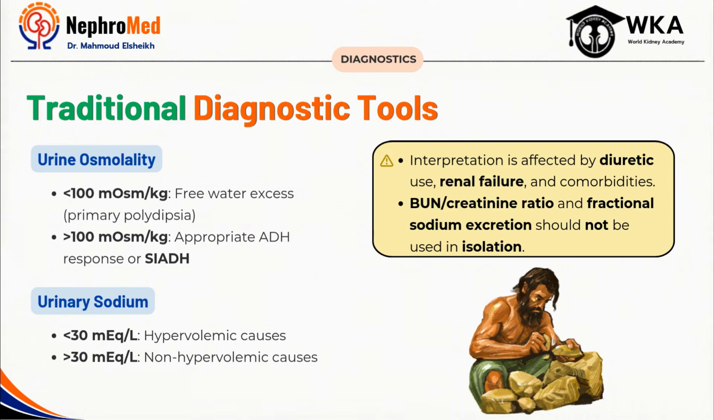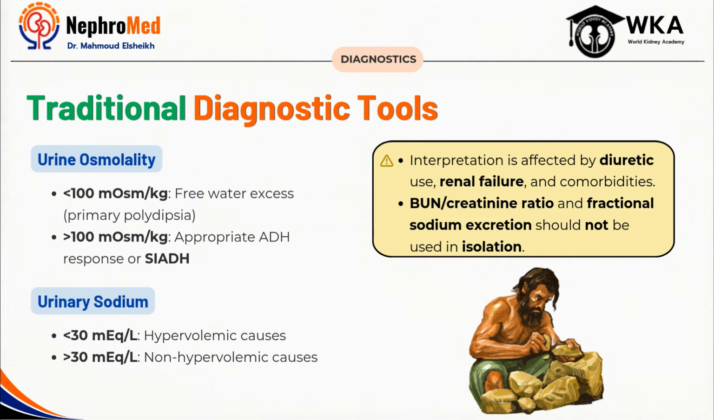Now let's move into the diagnostic approach. Traditionally, two of the most important lab tools in hyponatremia are urine osmolality and urinary sodium. Urine osmolality helps to understand whether AVP is active or suppressed. For example, if urine osmolality is very low, typically below 100 milliosmoles per kilogram, that suggests the kidney is appropriately secreting free water, and that usually points towards conditions like primary polydipsia and excessive water intake. On the other hand, if urine osmolality is elevated, especially above 100, that means AVP is actively present, and that raises possibilities like SIADH, hypovolemia, and other AVP-mediated states.